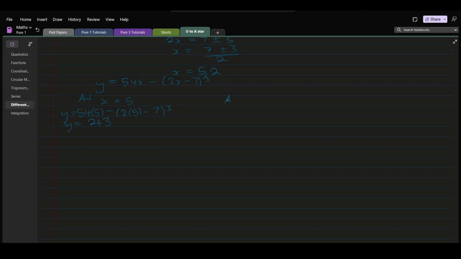Now let's evaluate at x is equal to 2. So that's y is equal to 54 times 2 minus 2 times 2 minus 7 to the power 3. Substitute into your calculator, and we get 135. So we can conclude that the coordinates of our stationary points are 5, 243, and 2, 135. And this is our final answer.